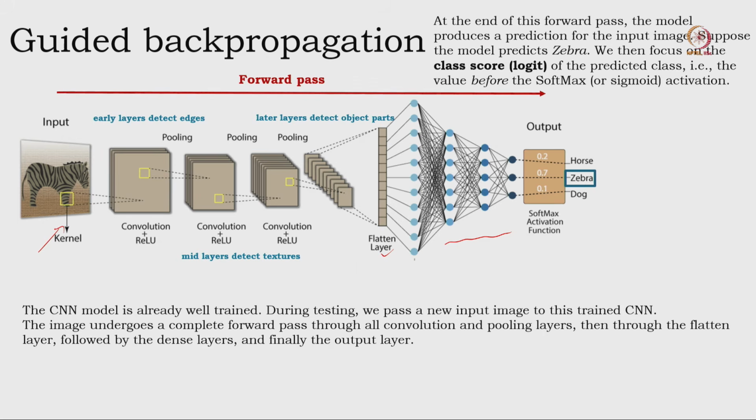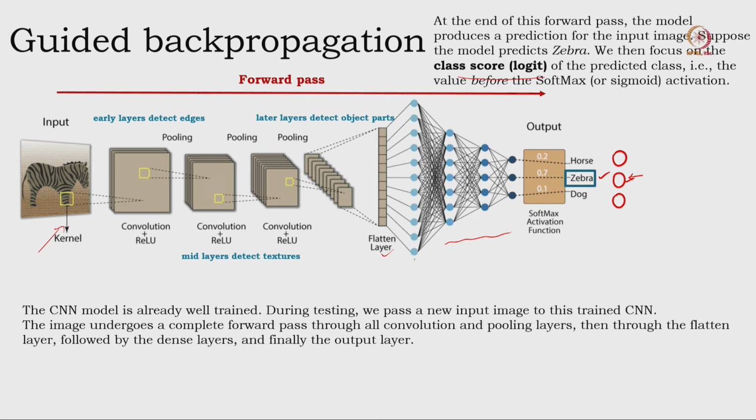Now, what exactly has the model predicted? Suppose the model predicts it as a zebra, then what will we be interested in? We then focus on the class score logit. What exactly is a class score logit here? When an input image is passed, the model gives the prediction. Suppose it is a multi-class problem with 3 classes, we will have 3 neurons at the output layer. For example, if the model has predicted this particular one, this is where the probability is very high.